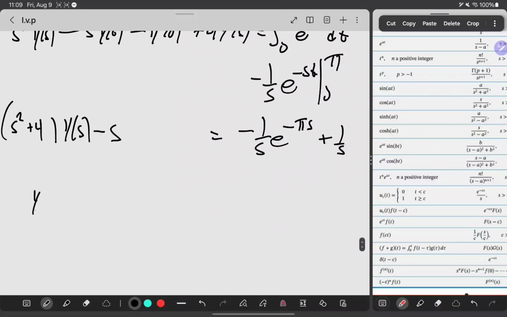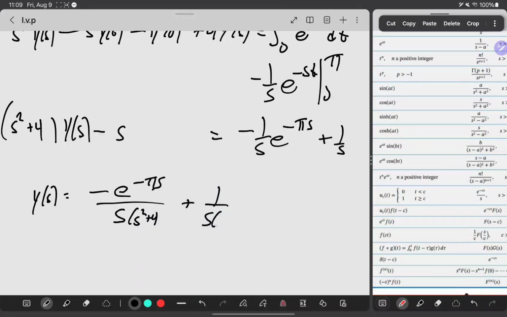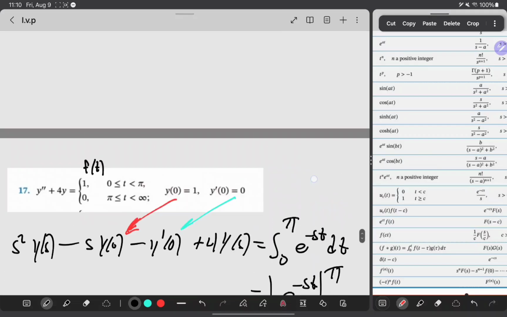Okay. This might not be too bad. I don't know. I can't tell. This would be plus s over s squared plus 4. Yep. Is that correct? Indeed it is.